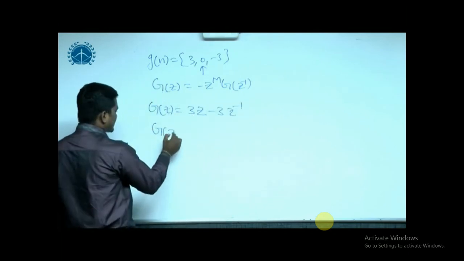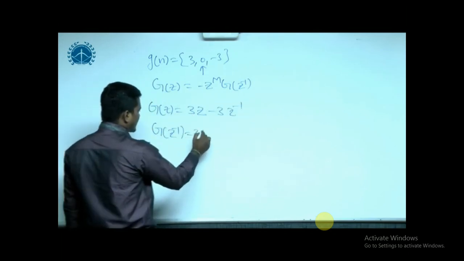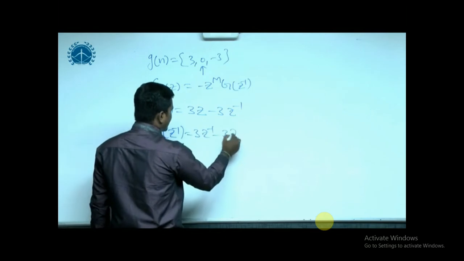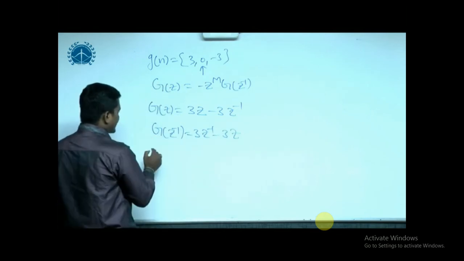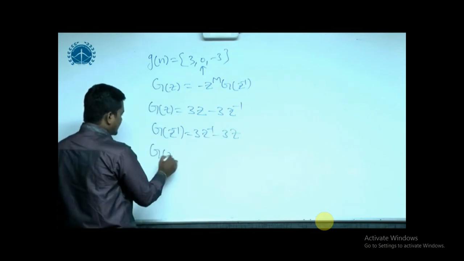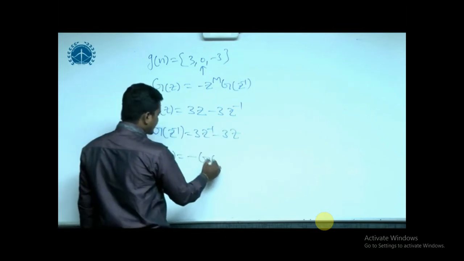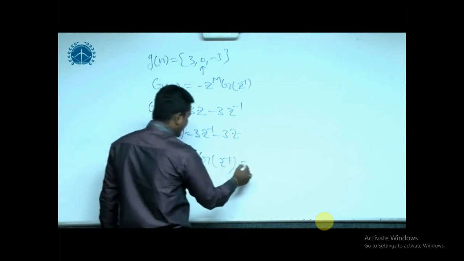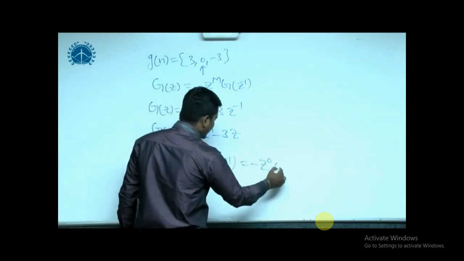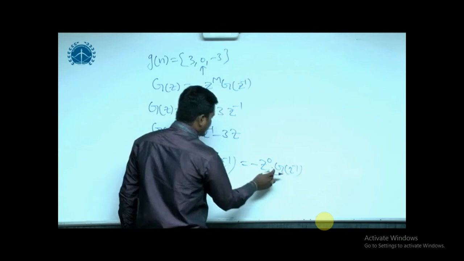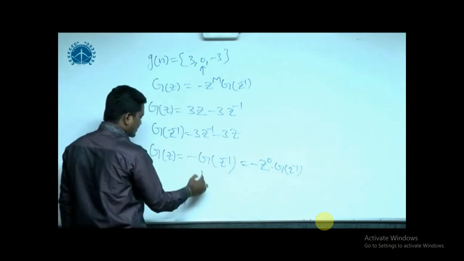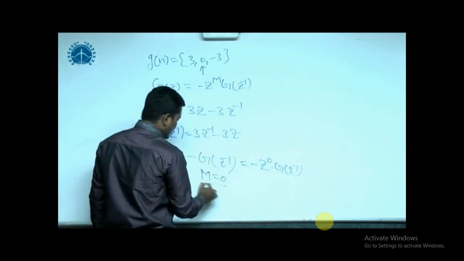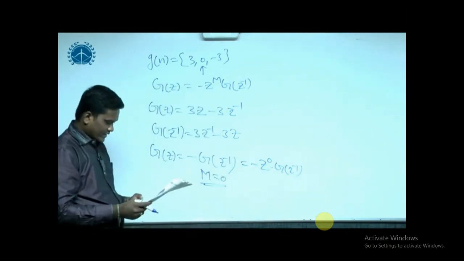What is G of z inverse? 3z inverse minus 3z. Now, what is the relationship between these two? G of z equals minus G of z inverse. So this also I can write as minus z power 0 into G of z inverse. So if you compare this equation and this equation, M equals 0. So the right answer is 0.